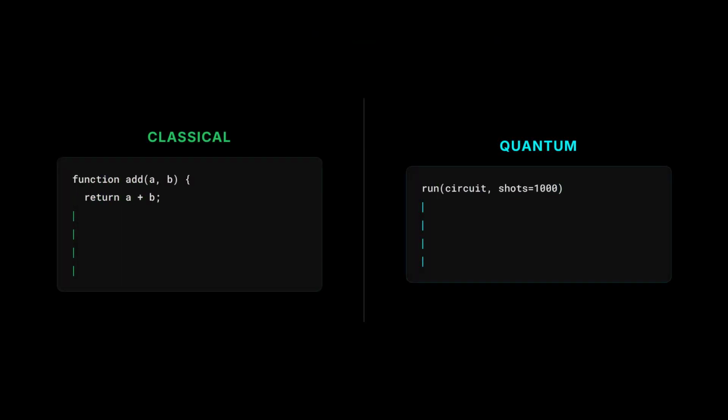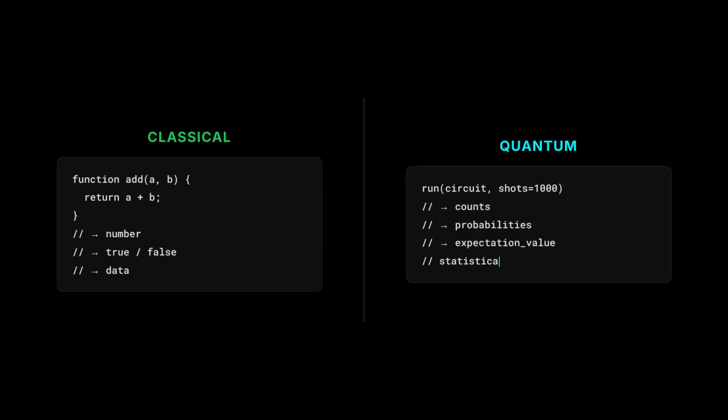So the return value of a quantum program often isn't a normal scalar value like true or false or some data. You're typically going to get counts, probabilities, or an estimated expectation value. And this is due to the key difference between quantum computers and classical computers, where in quantum computing, we're working with a probability distribution and not definite values.